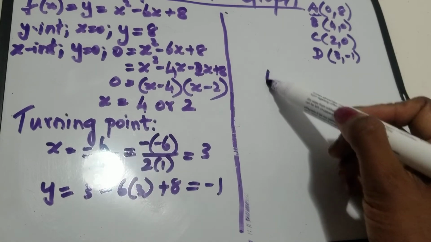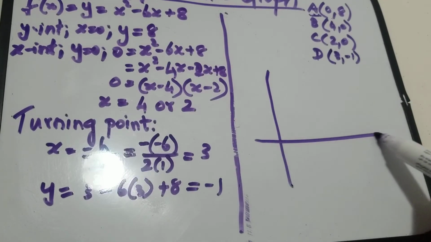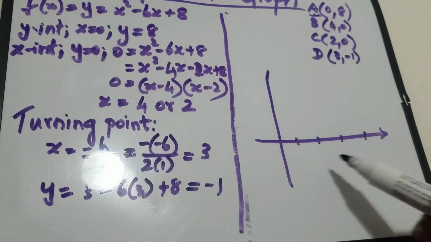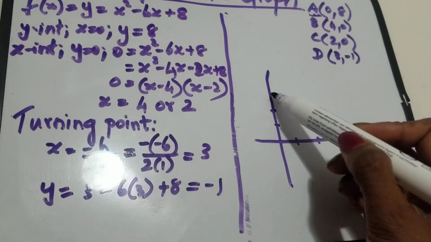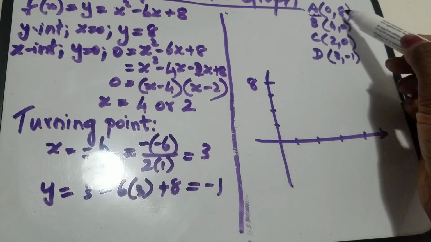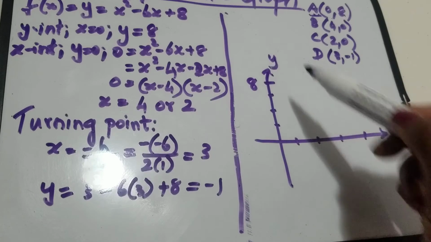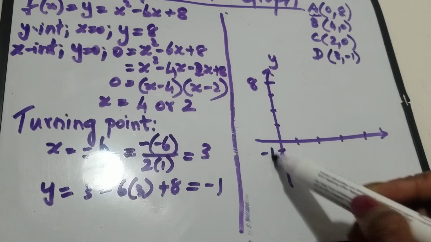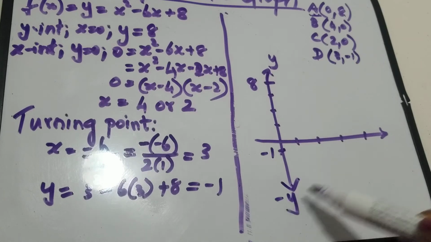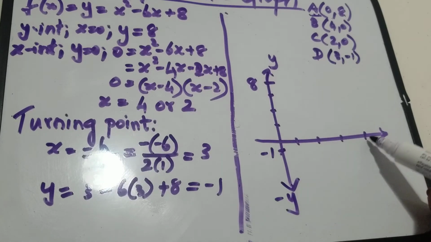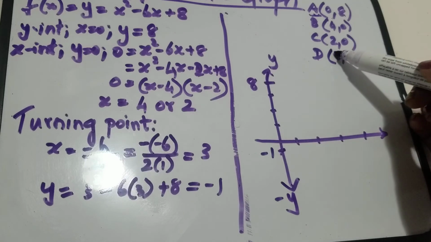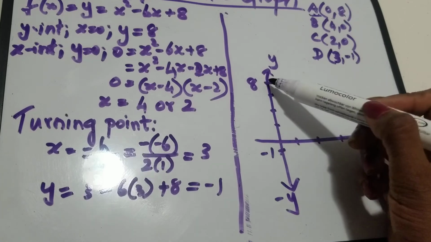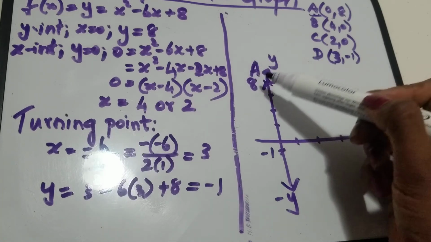Now to sketch the graph, we calibrate the axes to accommodate all the values that we want: 2, 4, 6 and 8. So 8 is the maximum y value that I want, and negative 1 is the negative y value, and 1 to 4 are the x values that I will need. So that's a 3.